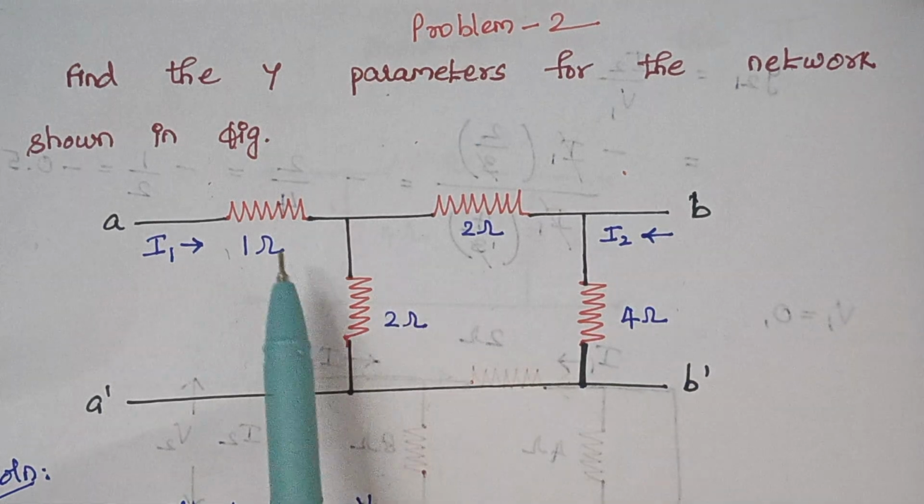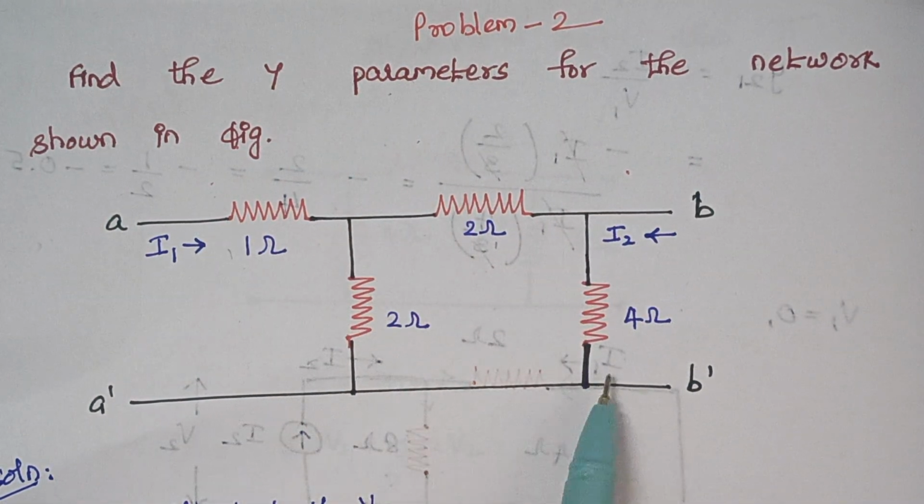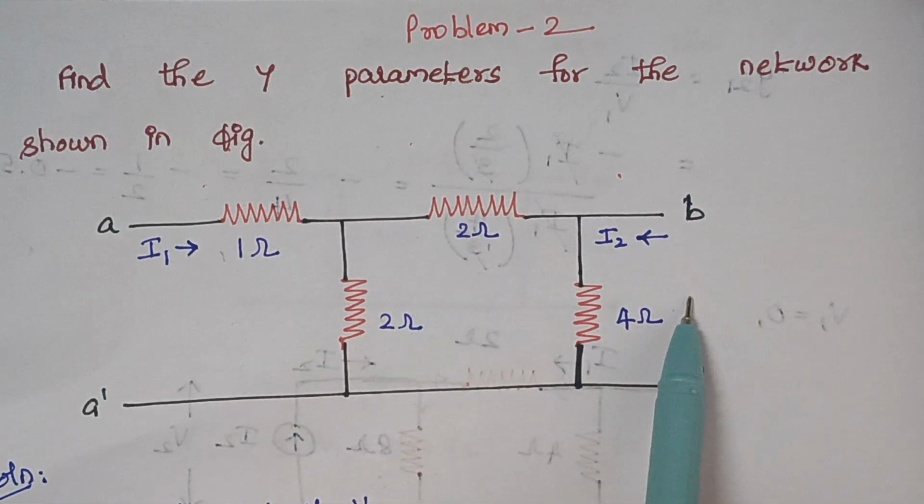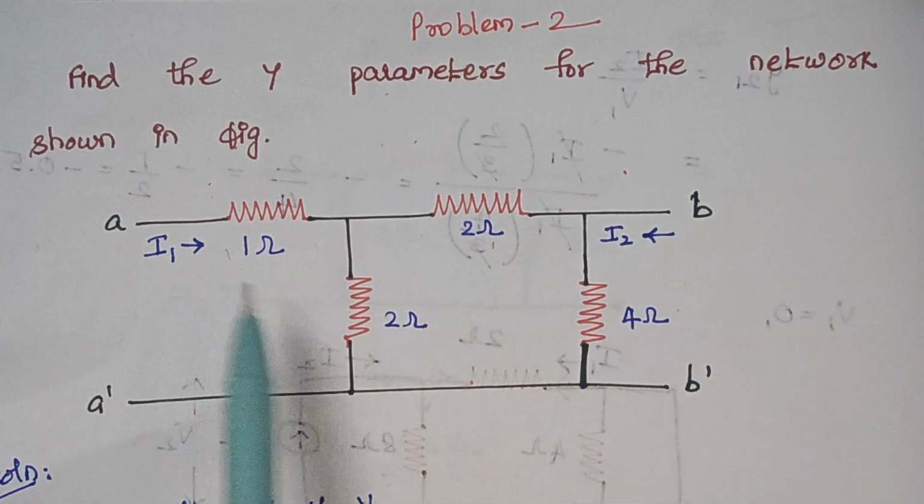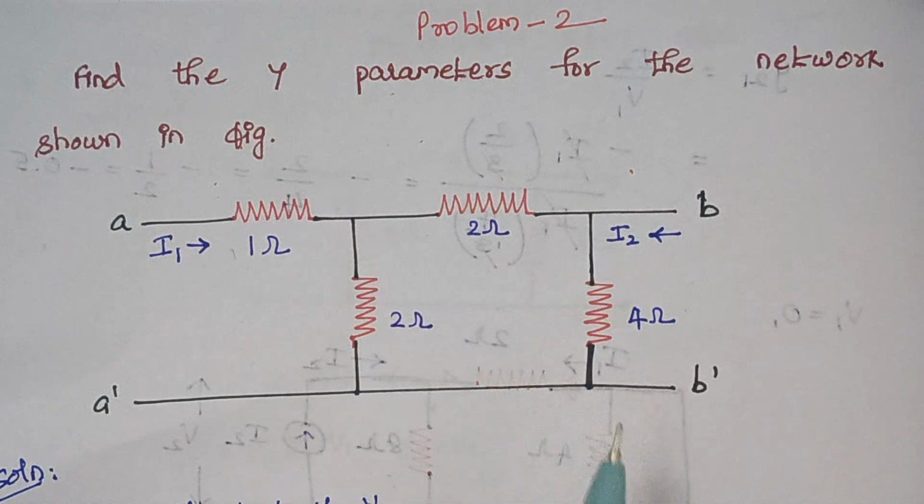So here the problem is: find the y parameters for the network shown in the figure, and this is the given network. We have two ports. One is the input port and another one is the output port. And I1 and I2 are the respective currents flowing through the input port and output port.